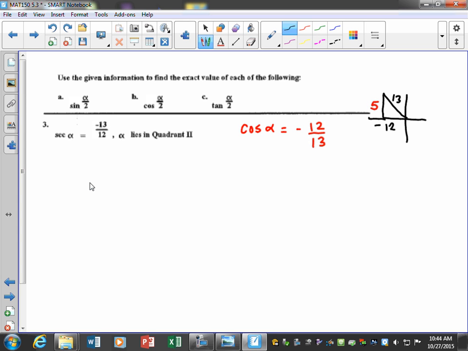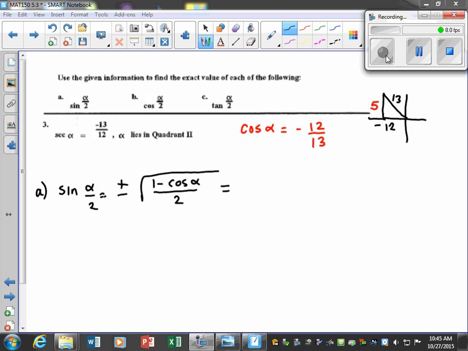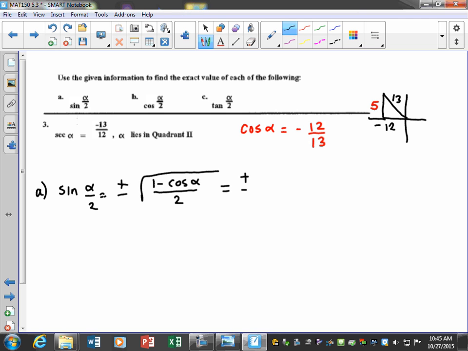So let's do sine. So this is part A. Sine alpha over 2 is equal to plus or minus the square root of 1 minus cosine alpha, divided by 2. Okay, let's plug this in. So we're going to do 1 minus, so what is cosine alpha? Negative 12 over 13. Then divide by 2.